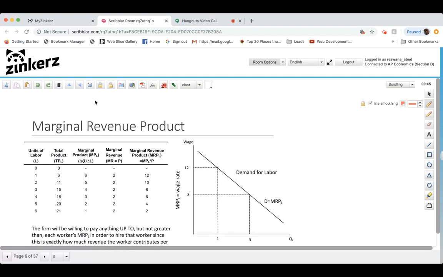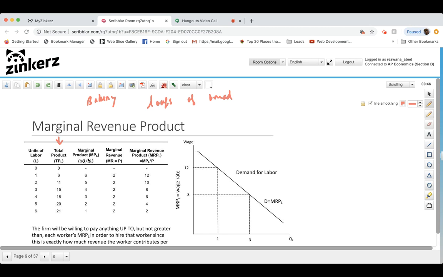So let's imagine that we're talking about a bakery, and they produce loaves of bread, and this bakery can hire anywhere from 0 to 6 workers. This column right here is the total product. If you haven't hired anybody, the total product is 0. The first worker makes 6 total loaves of bread. 2 workers together produce 11 loaves of bread. 3 workers together produce 15, and so on.